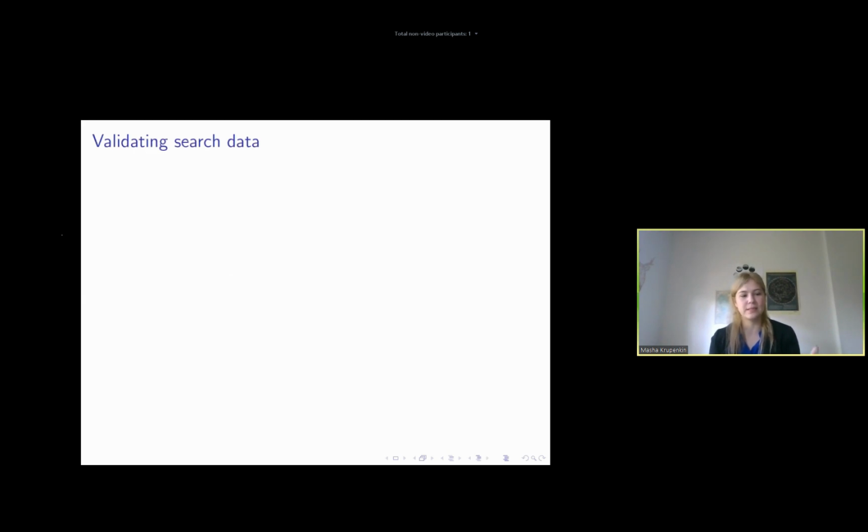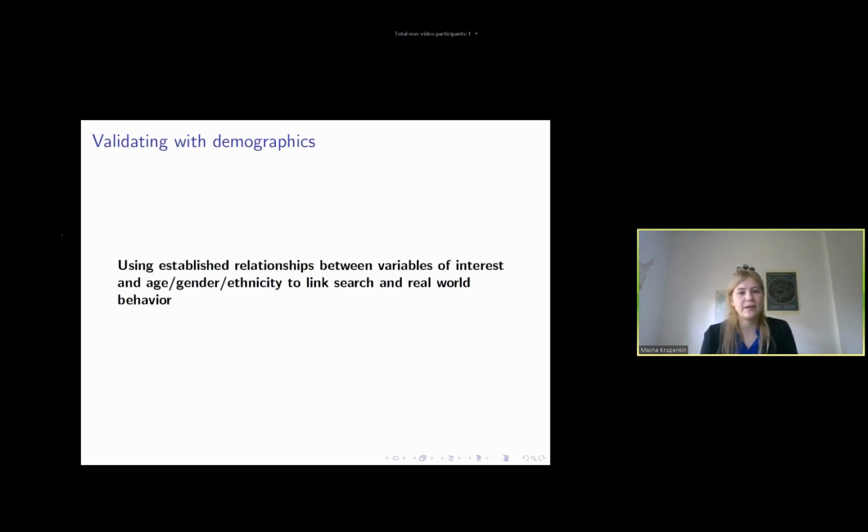So what's really important is making sure that this search data has some real world significance. And there are three ways that I do that, and I'm going to talk about each of them in a couple of slides. The first way is through demographics. The second is through seasonality. And the third is through survey responses. So, validating with demographics. That is using established relationships between variables of interest and age, gender, or ethnicity to link search and real world behavior. And to illustrate what this means, I'm just going to show you an example.